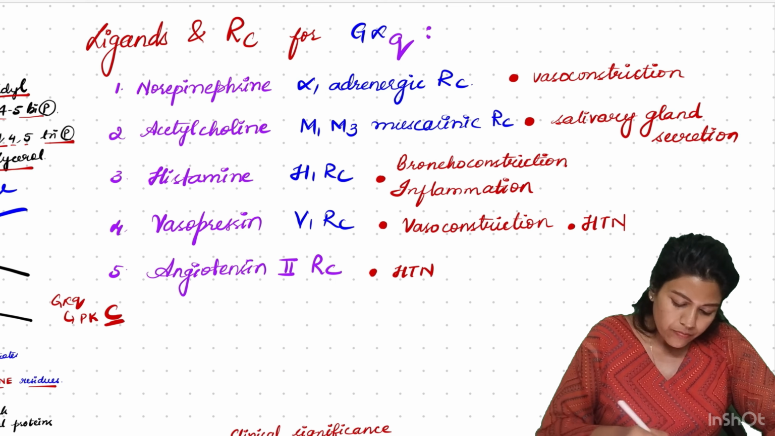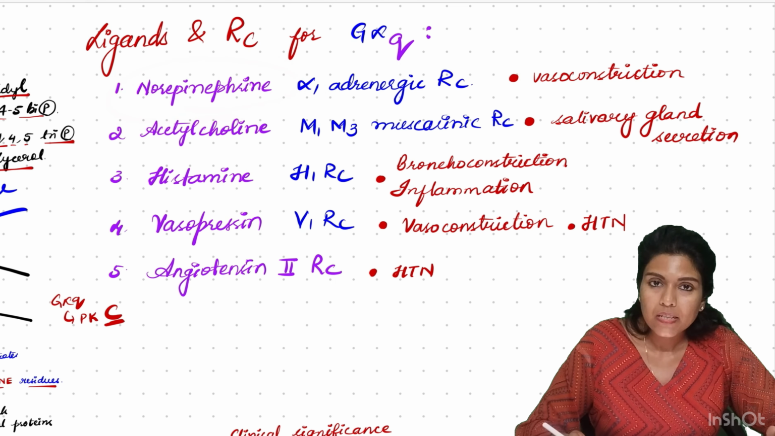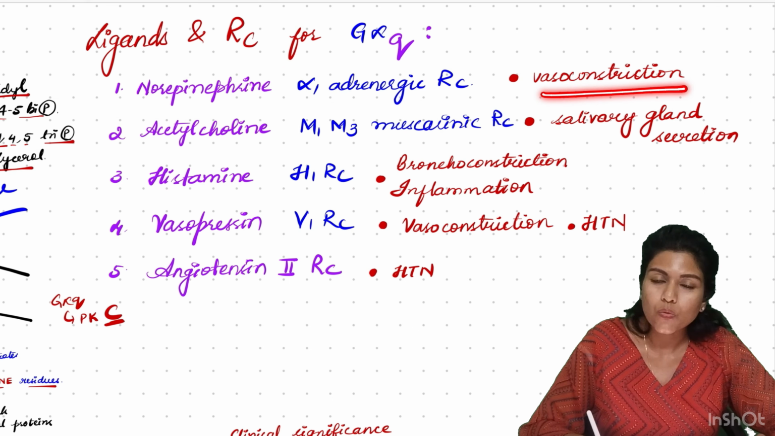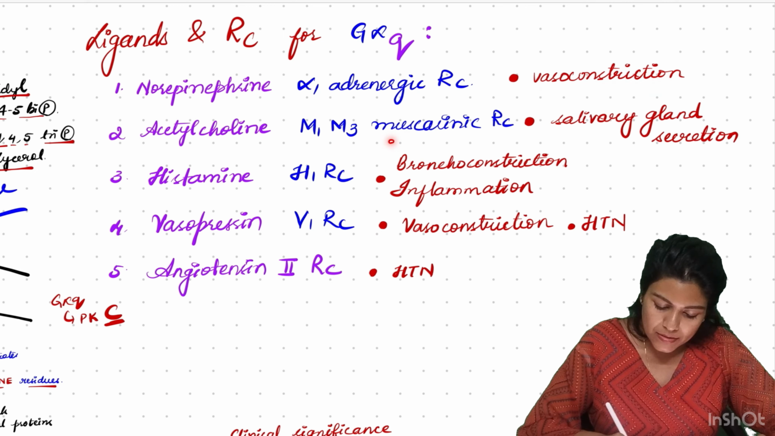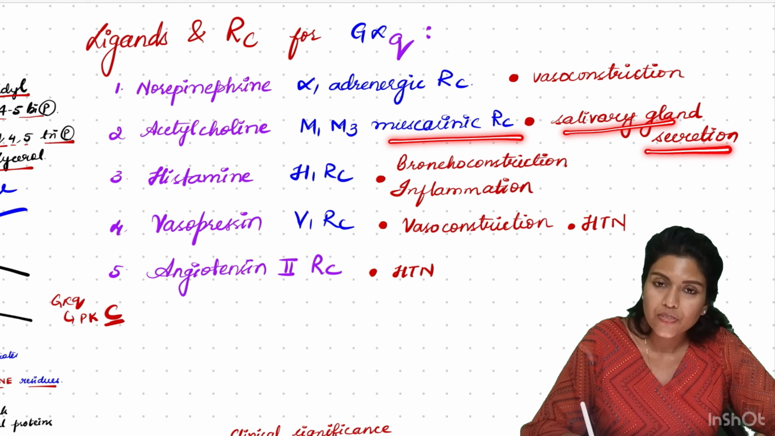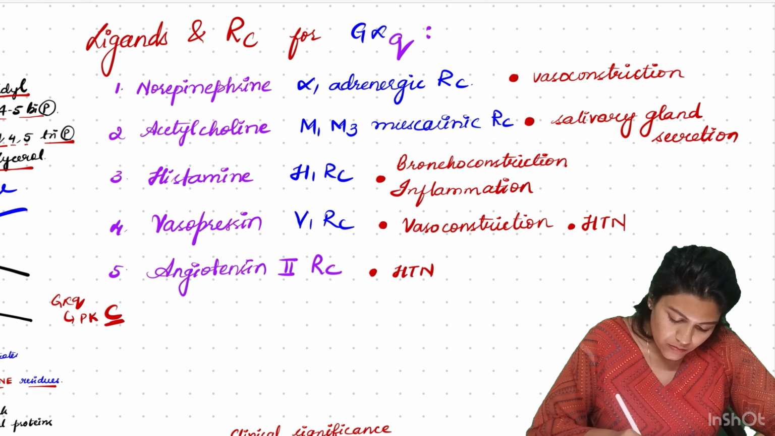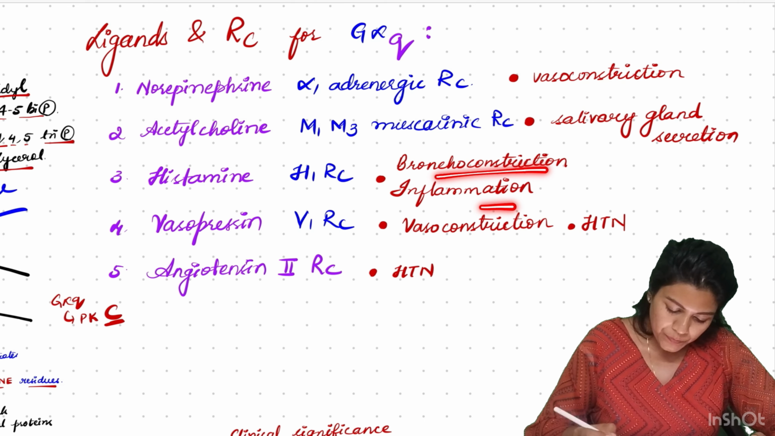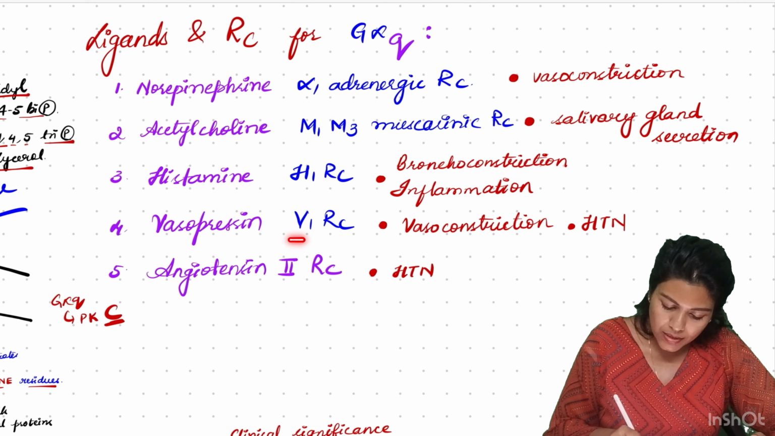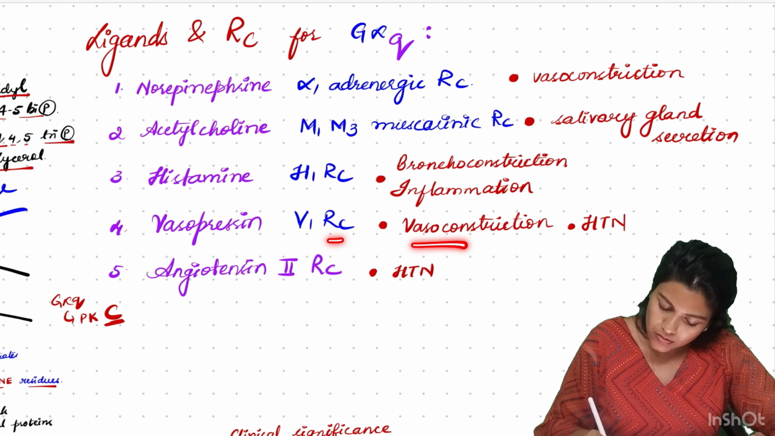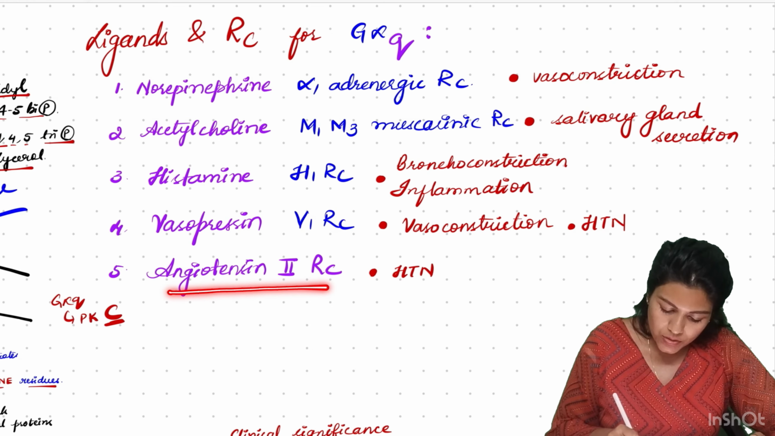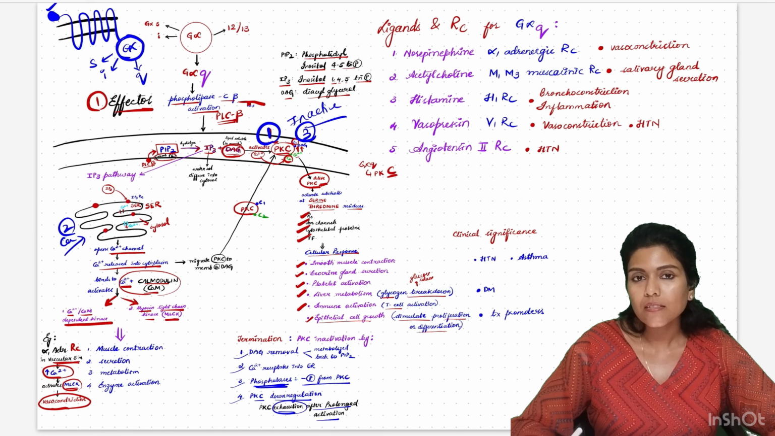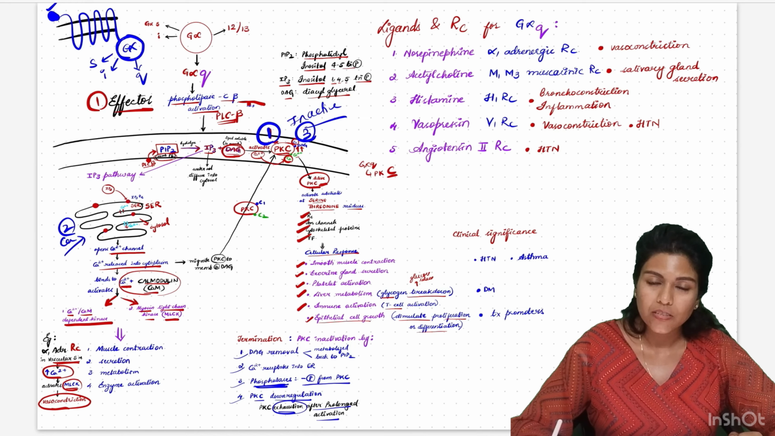Also, when it comes to norepinephrine, when it is overly activating the alpha-1 adrenergic receptor, it will result in vasoconstriction. Because of muscarinic receptors, salivary gland secretion occurs, and because of histamine H1 receptors, there is bronchoconstriction and inflammation. And vasopressin acting on V1 receptors will cause vasoconstriction and hypertension. Angiotensin II receptors also cause hypertension. These are a few examples of clinical relevance based on this G-alpha-Q pathway.